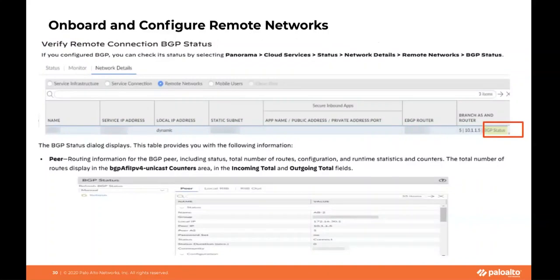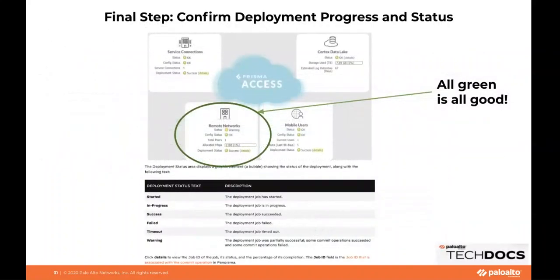You can also verify the BGP connection status. Log into Panorama, Cloud Services section, Status, and Network Details section. Click on the BGP status, which will give you all the information: local IP, peer IP, AS number, status, and all those details. So all this is good. If it shows green, it means all is good.